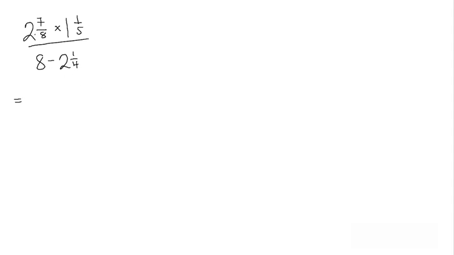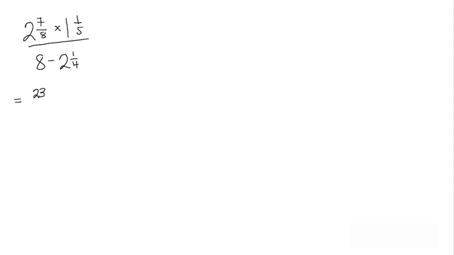Now we can see we have a couple of mixed fractions over here. We need to convert them into improper fractions. We do that by using the big whole number over here to multiply the denominator, then we add the numerator. So it becomes 2 multiplied by 8, that will give us 16. So 16 plus 7 will give us 23.